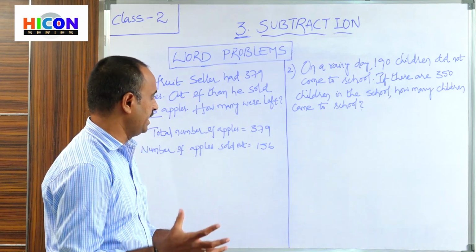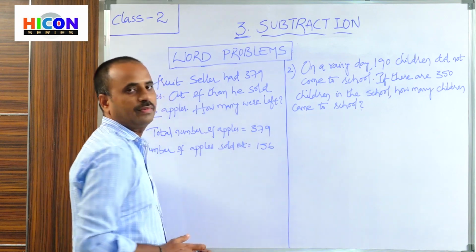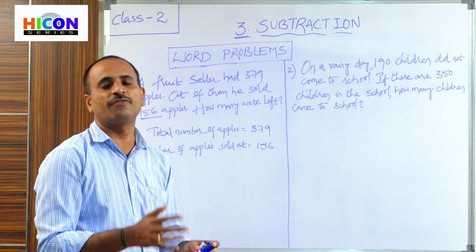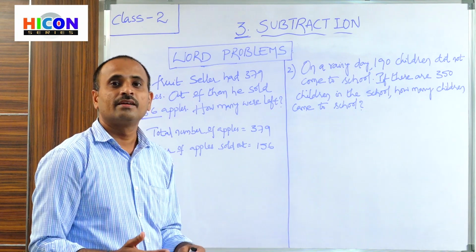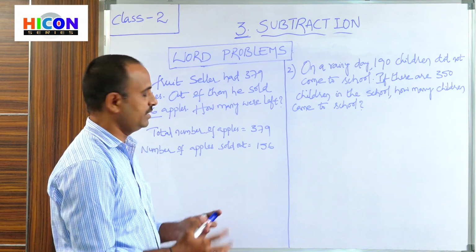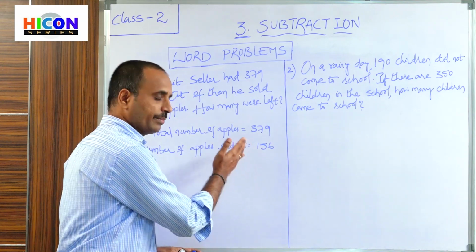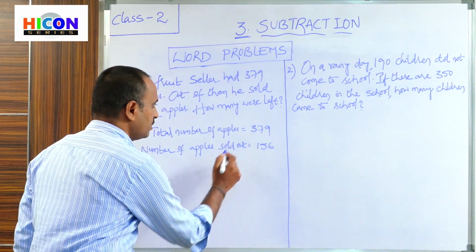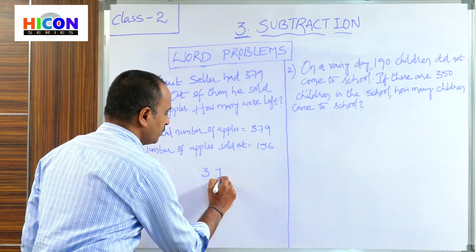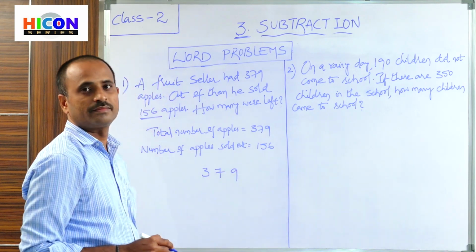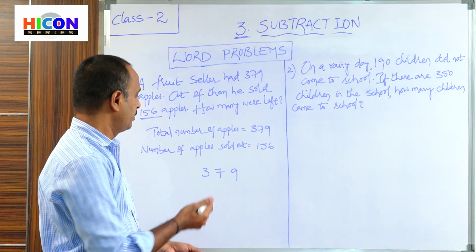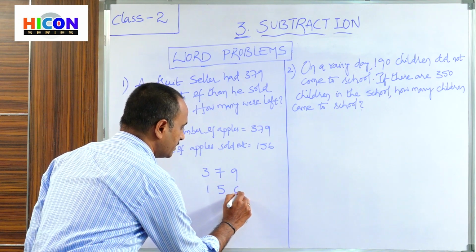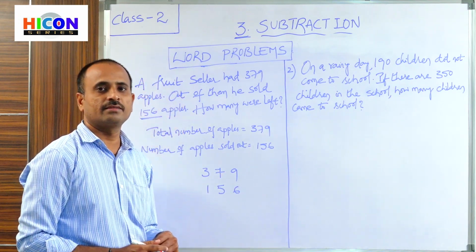So we have to subtract the smaller number from the greater number. That means we have to subtract the number of apples sold out from the total number of apples. Then we will get the number of apples that are left with the fruit seller. So write one number below the other and do the subtraction. The first number is 379. Write the greater number first, and write the smaller number below it. That is 156. Write 156 below 379.